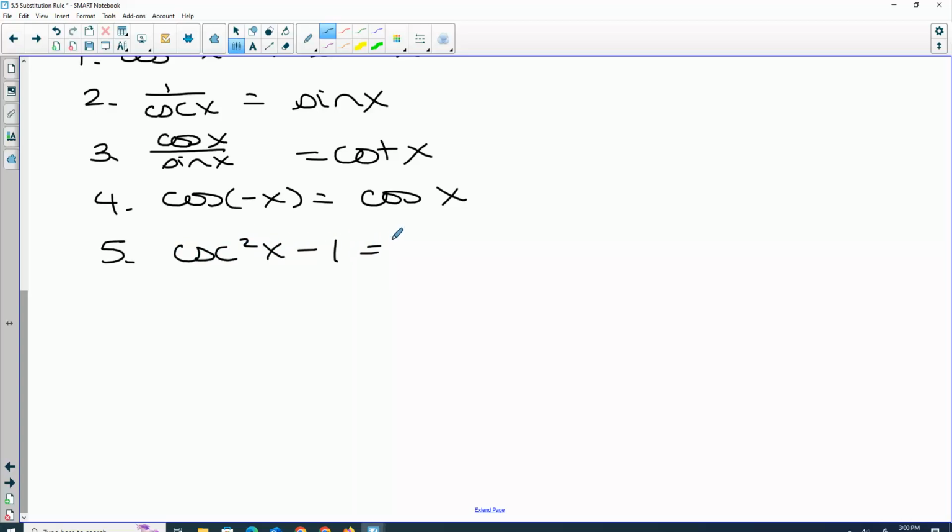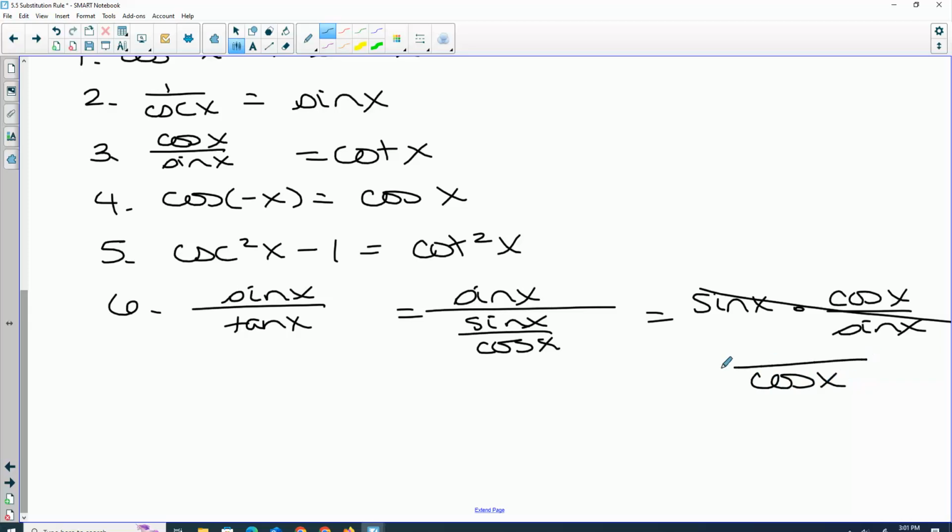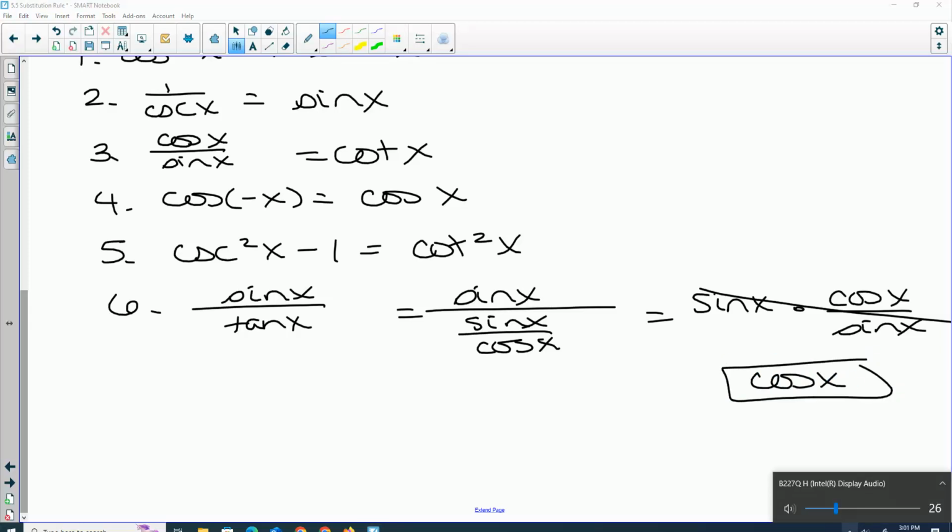Okay, cosecant squared x minus 1. So if you're looking at your identities and manipulating those Pythagorean identities, this is equal to? And number 6 you had to think about. What is tangent? And to divide fractions, which gives us? Alright. We got through the whole thing. That's impressive.